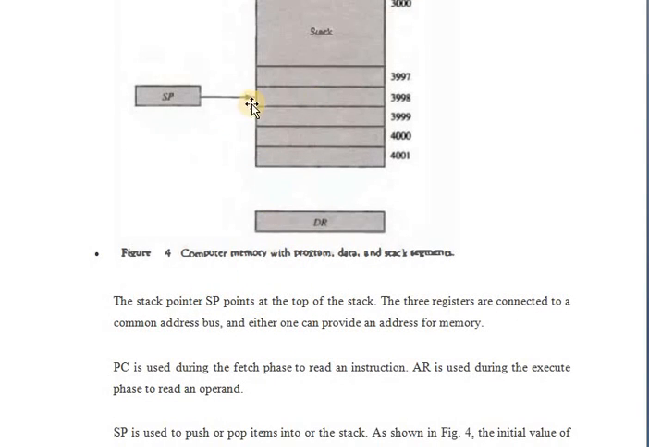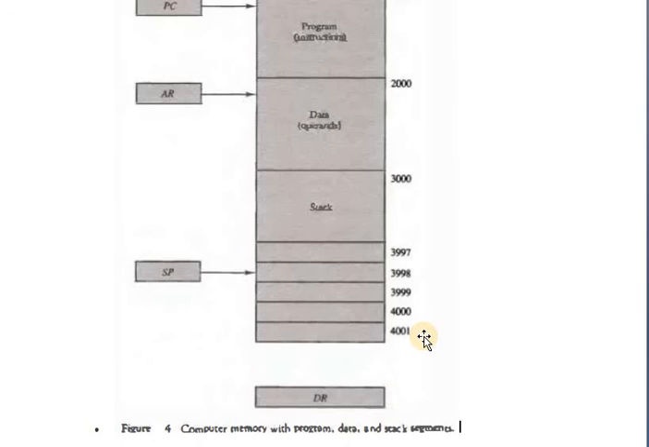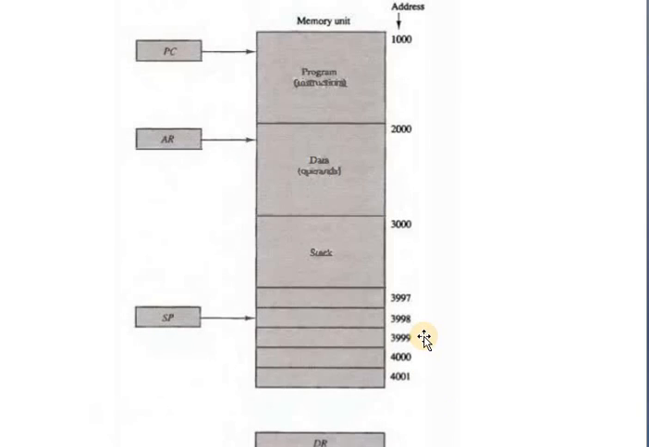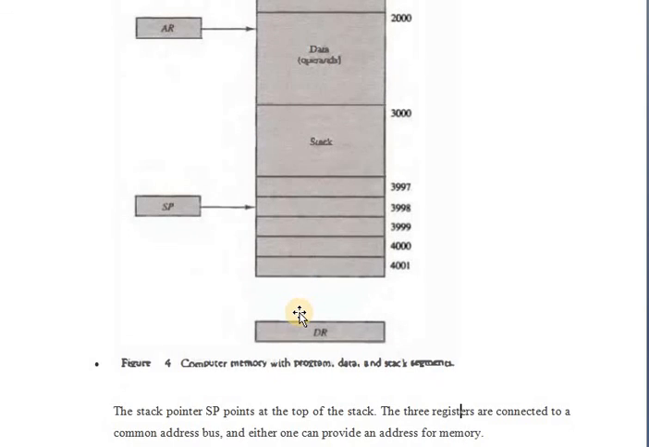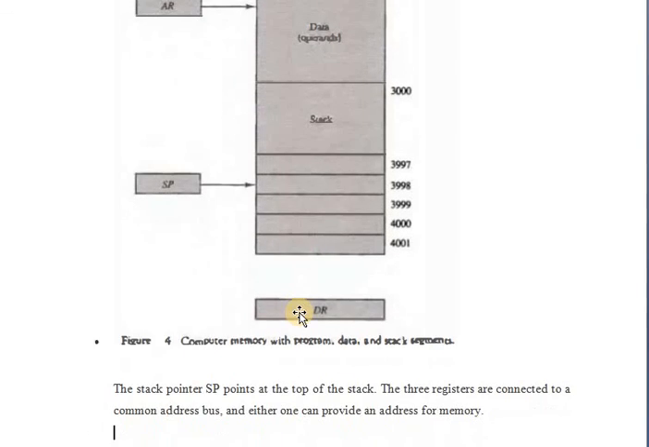See here, the three registers are connected to the common address bus, and either one can provide an address for the memory. So what are the three registers here? PC, AR and SP, and DR. Three registers: program counter, address register and stack pointer, along with the data register.